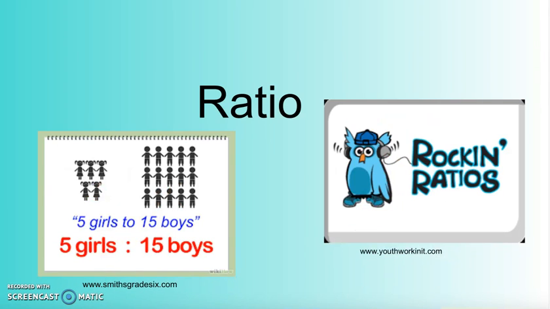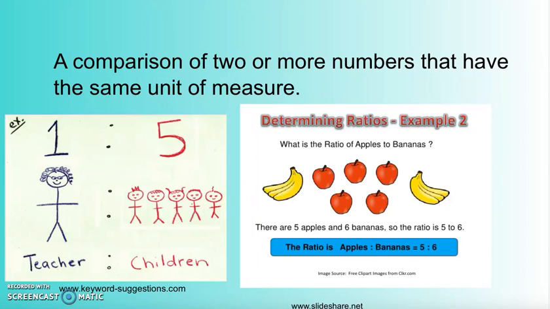Now, ratio is our next term. And what definition can you think of for that one? Yes, it is a comparison of two or more numbers that have the same unit of measure. So I can compare people, like teachers to children. I can compare fruit, apples to oranges. I can compare animals. I can compare colors, whichever, I can compare anything as long as they are of the same unit.